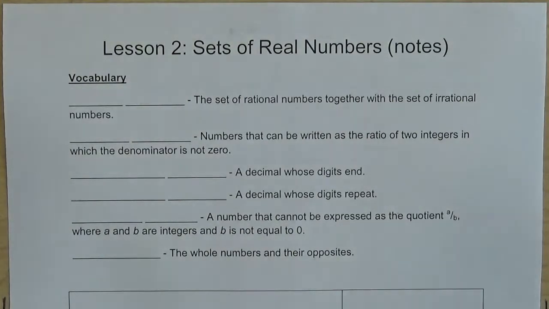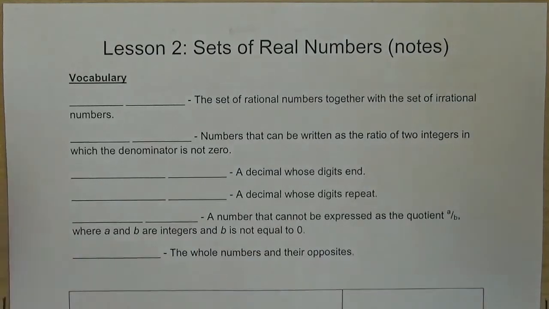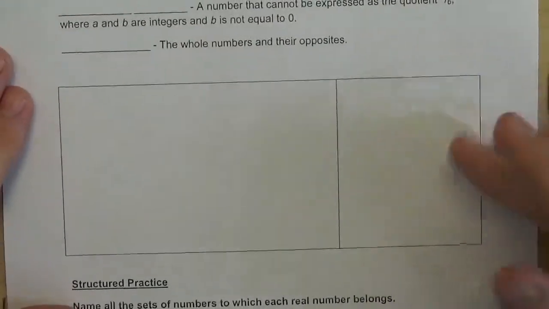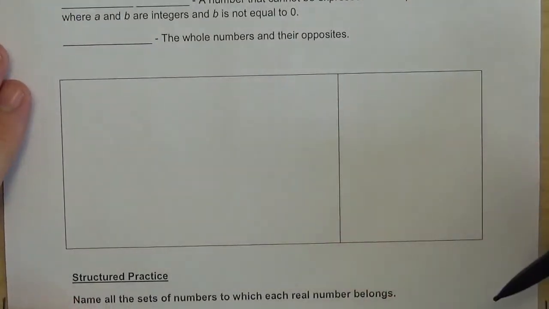Let's take a look at our Lesson 2 notes. Lesson 2 here is on sets of real numbers. So that just means we're going to talk about the different types of real numbers there are out there. We're going to classify some numbers and say what type of numbers they are. And so let's go. We're going to make a chart here in just a minute, and it's going to help us classify those things and make sense of that.